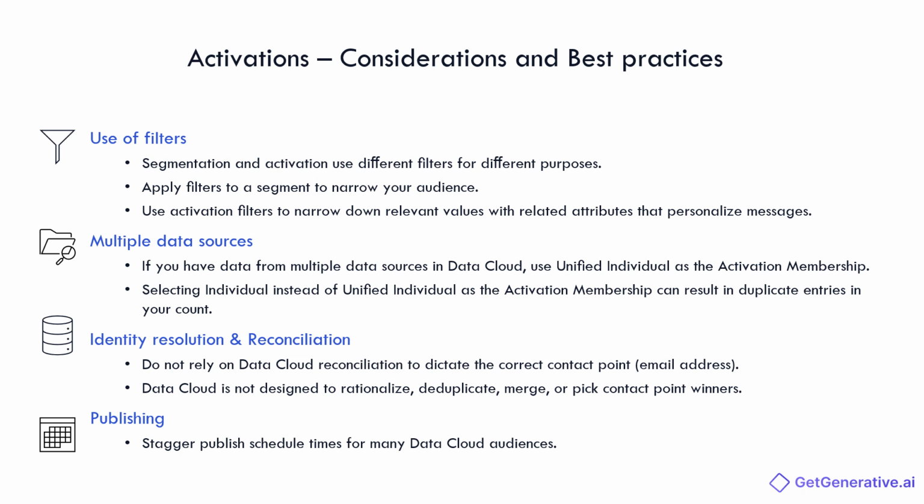And lastly, publishing. Stagger publish schedule times for many Data Cloud audiences. You can publish the activation at different times depending on your audience, depending on where you're sending the data. But you do have staggered publish schedule options, so you can publish the activation at different points in time from Data Cloud.